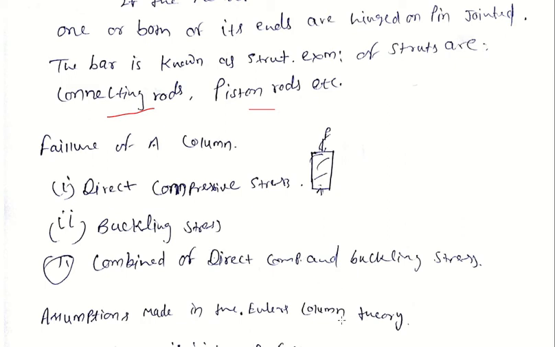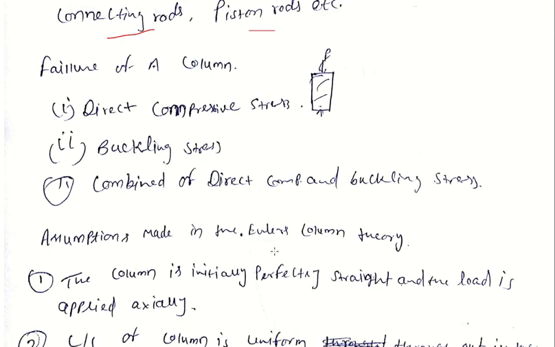Failure of a short column. Suppose a short column has cross-sectional area A. Here the stress equals load upon area. So a short column will fail due to crushing because of the axial compressive load. And for a long column, it may buckle, so it will fail due to buckling stresses.